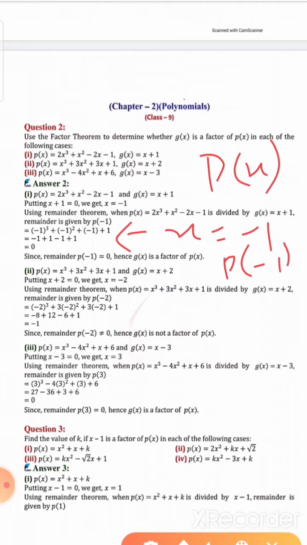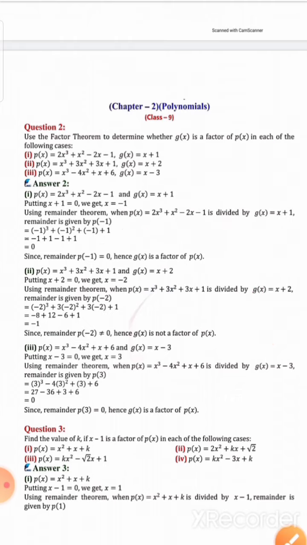Substituting in the polynomial, the step is 2(−1)³ + (−1)² − 2(−1) − 1. Simplifying this step, lastly we get the answer 0. So for the value x = −1, p(−1) is 0. Since the remainder p(−1) is equal to 0, hence g(x) is a factor of p(x).